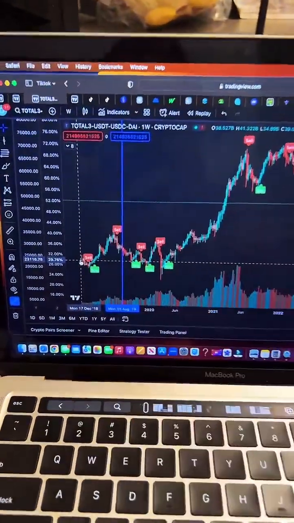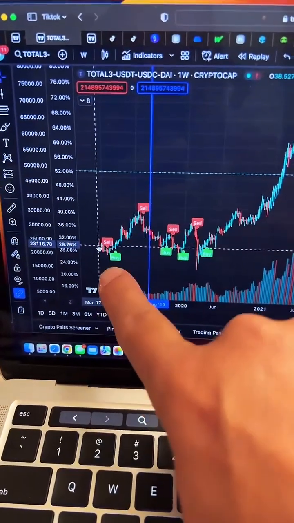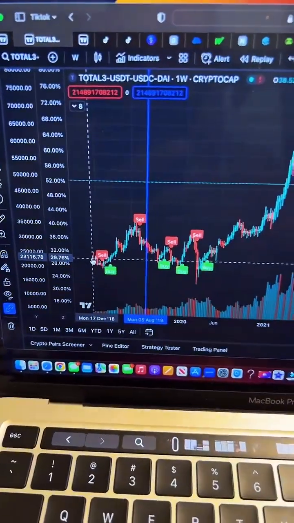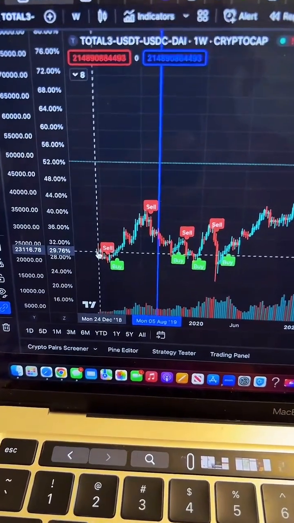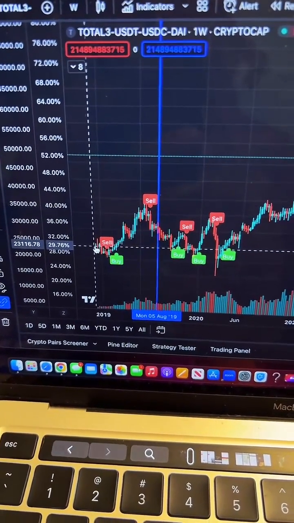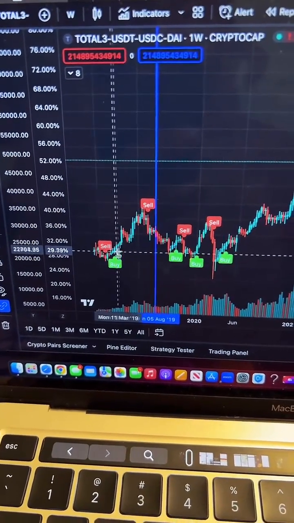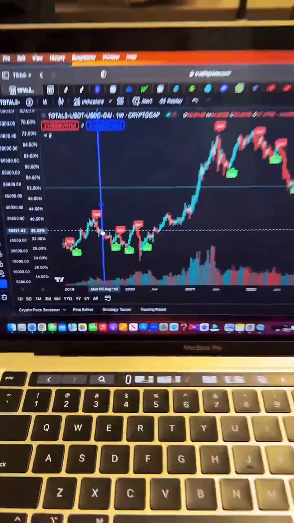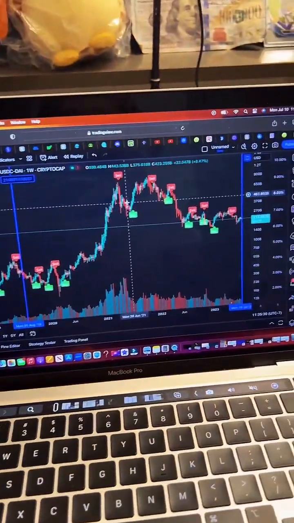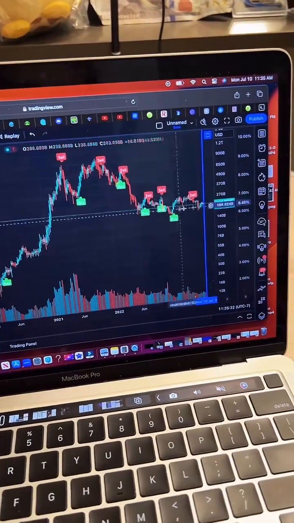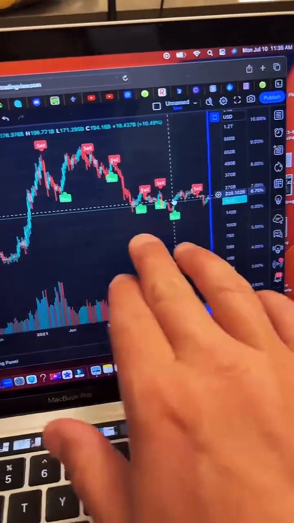So we have this area. This was really about the bottom of Bitcoin, roughly in this area. And then we had a run up here. We'll get into all that. Here's where we were in the last bull cycle. And here we are down here, really trading pretty sideways.